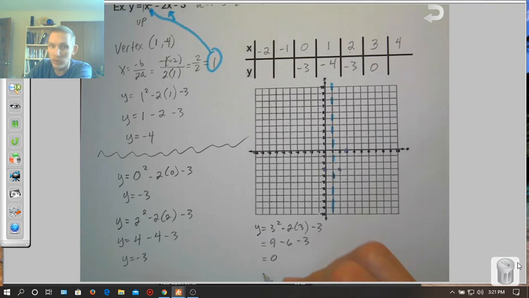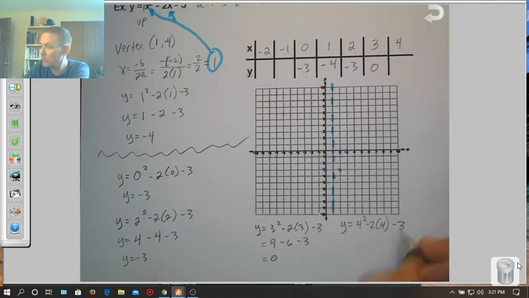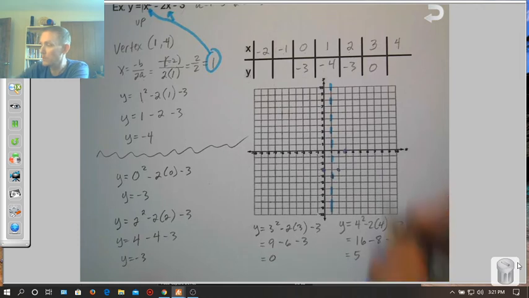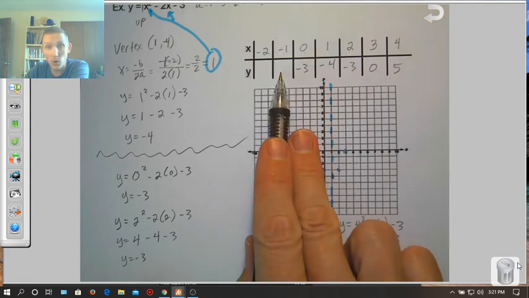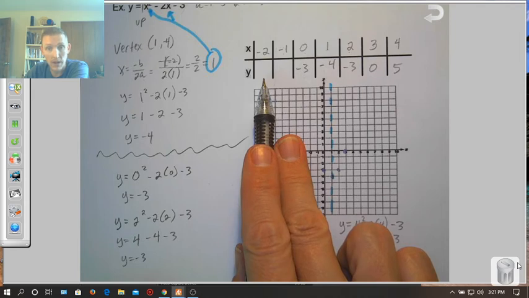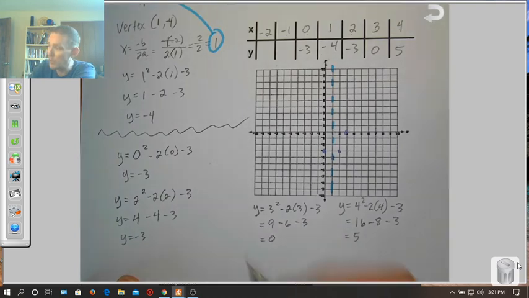And let's plug in my 4. Y equals 4 squared minus 2 times 4 minus 3. This equals 16 minus 8 minus 3, which equals 5. Now, if I'm using symmetry, and I know that this is symmetrical, I should get 0 right here, and I should get 5 right here. So let's go ahead and test those last 2 points and plug them in.